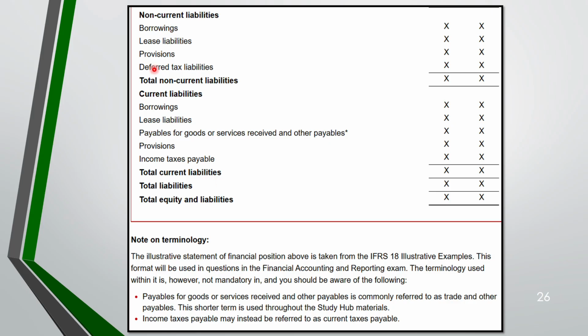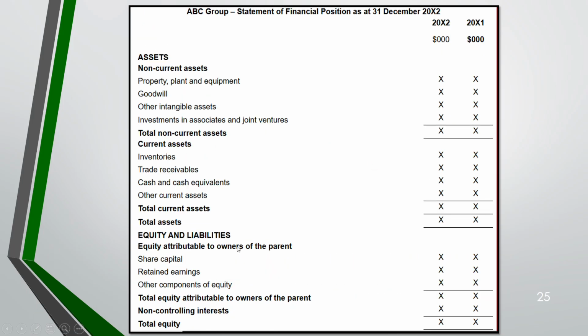So total non-current plus total current is your total liability. These are in bold, and you get total equity and liability. You will add here your equity and liability, and this is the place you have to see whether it is balancing or not. Your total equity and liability has to match with your total assets. I'll go back to the previous slide. So total equity and liability has to match with this figure, total assets. Then you know your balance sheet is balancing and you have put everything correctly.